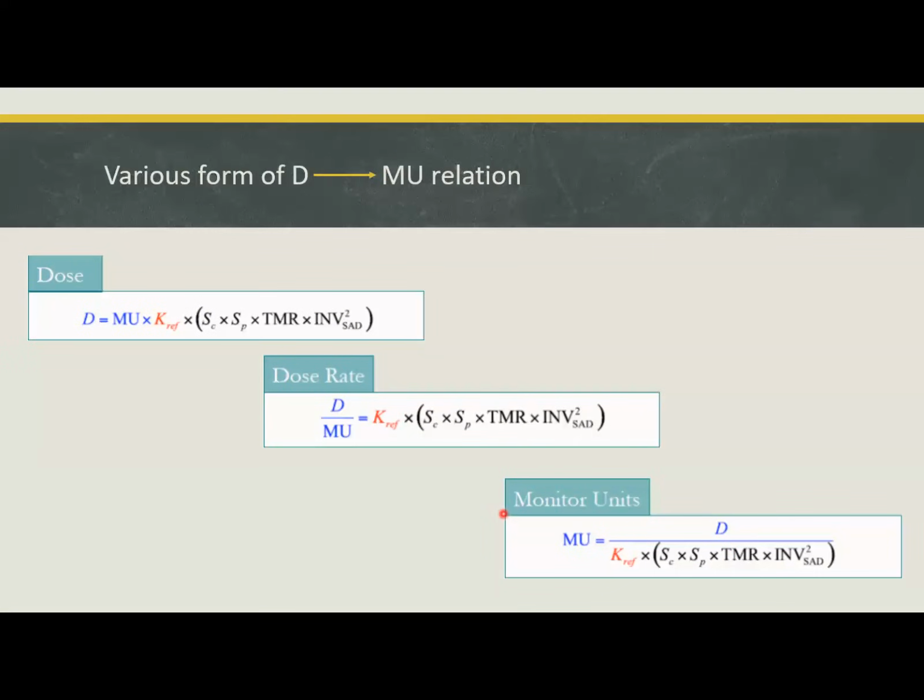So various forms of the relation between dose and monitor unit. If you talk about the dose, this formula will be used. If you talk about the dose rate, then MU will be replaced by this ratio, it becomes dose rate, and the formula is the same. Whereas if you want to calculate monitor units, then the whole factor will come in the denominator on the other side, and in this way you can calculate the monitor unit.